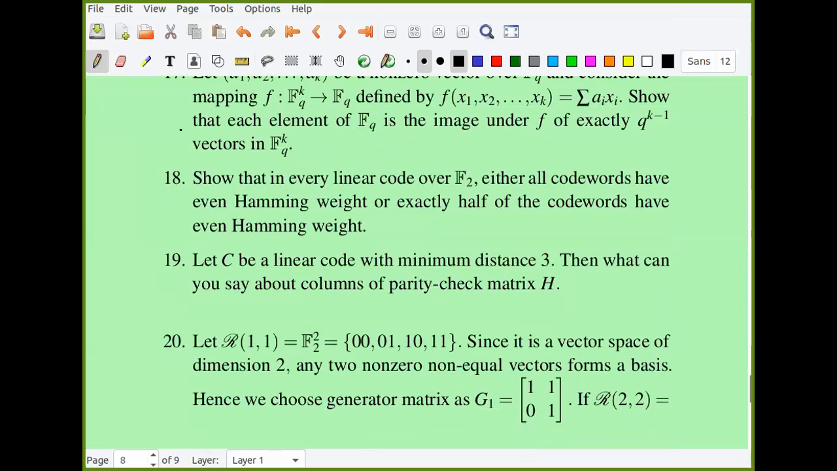This is a different question, and this one is different. Every linear code in F2, either all code words have even Hamming weight or exactly half of the code words have even Hamming weight. This is a different question than that, but this also helps to solve that. Because time is up, I'll try to combine both the answers in a; this answer also helps you to answer that.